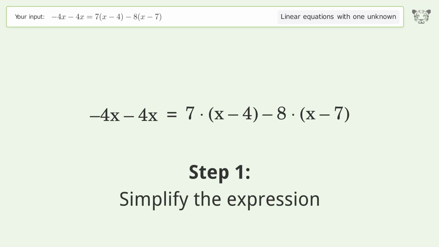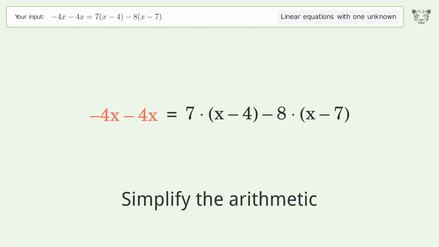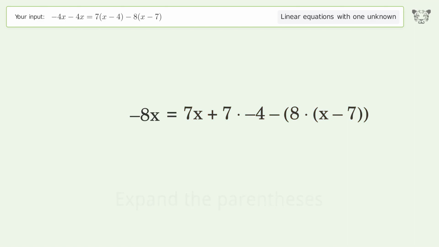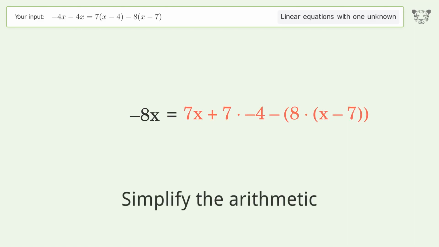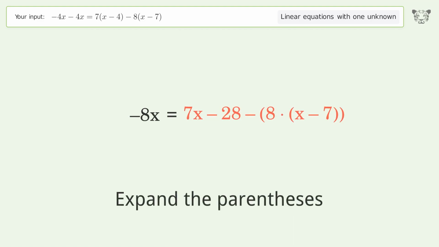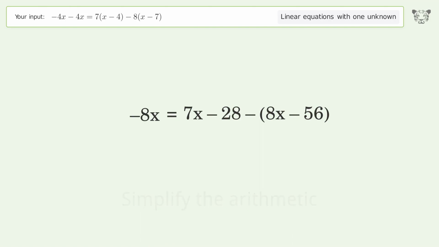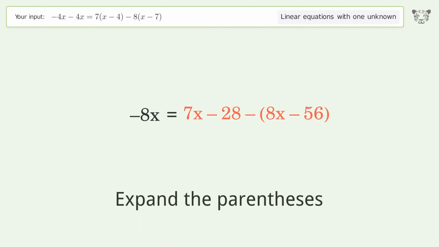Simplify the expression. Simplify the arithmetic. Expand the parentheses. Simplify the arithmetic. Expand the parentheses. Simplify the arithmetic. Expand the parentheses.